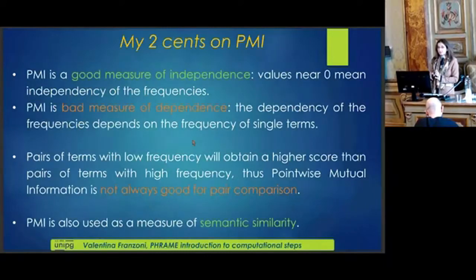So you have to keep in mind that PMI is a very good measure of independence because values near 0 mean independence, but also that it is a bad measure of dependence. If the dependency of the frequency relies on only a single term in the formula, then the results are not very accurate. And pairs of terms with a low frequency will in general obtain a higher score than pairs of terms with high frequency. Thus, pointwise mutual information is not always good for pair comparison because it depends on the frequency on which you are calculating it. And also, PMI can be used as a measure of semantic similarity, using it with the frequency on a big corpus like the web. We already did a lot of studies about it.